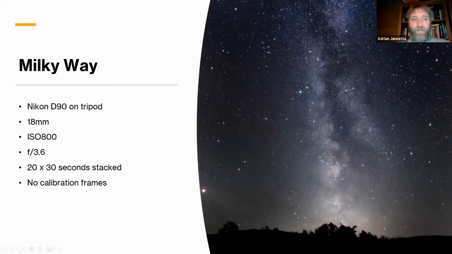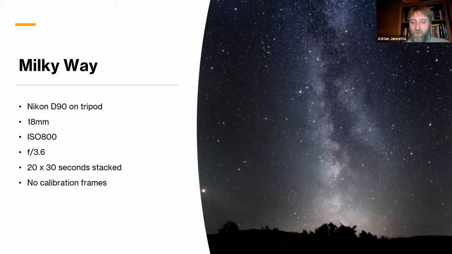The Milky Way can be captured without any tracking mount. Again, this is taken from Ingram a couple of years ago. This is Nikon D90, ISO 800, 18mm, 20 by 30 seconds stacked. I didn't use any calibration frames because I didn't think I needed to after I saw the result. Each individual exposure didn't look like that, but when you stack them together, it boosts the signal to noise and you can therefore bring out the Milky Way a lot more clearly.